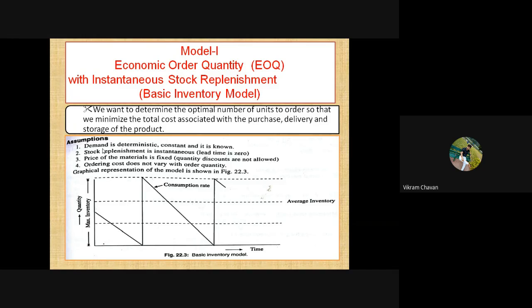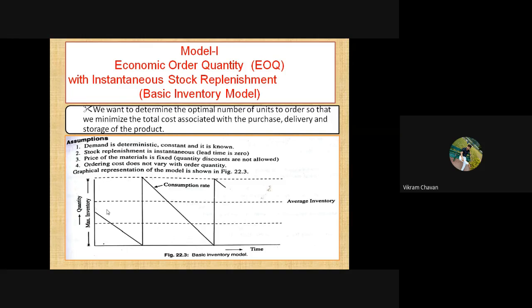Then you can see here the basic diagram related to this particular model. The lowest dotted line shows the minimum inventory level, whereas the topmost dotted line shows the highest inventory level, or the maximum inventory quantity. On the x-axis there is the time period, and on the y-axis there is the quantity. According to the time period, the consumption rate goes on changing.